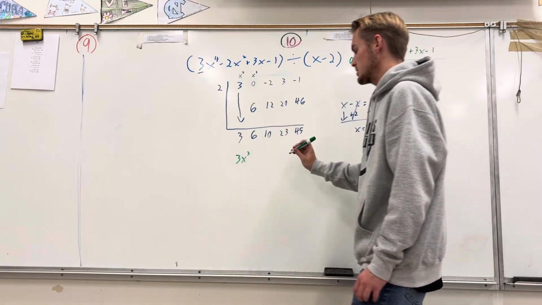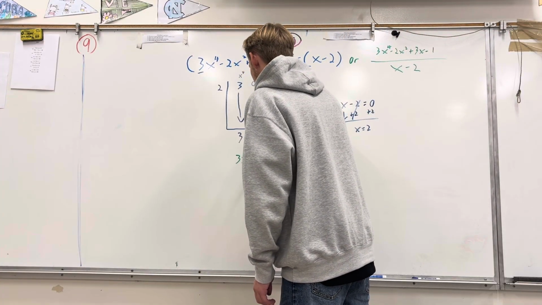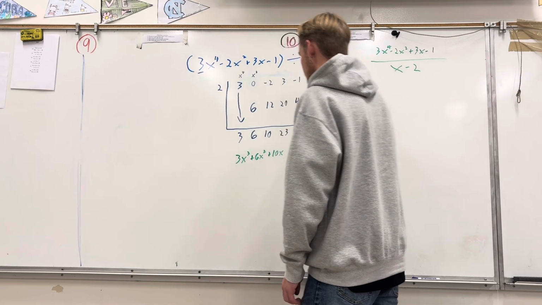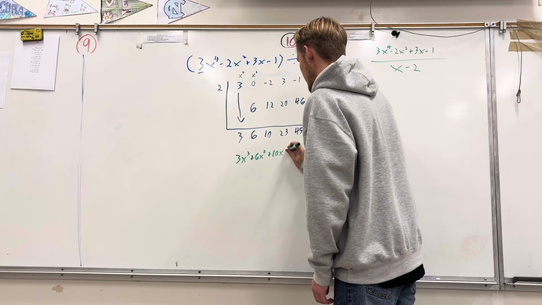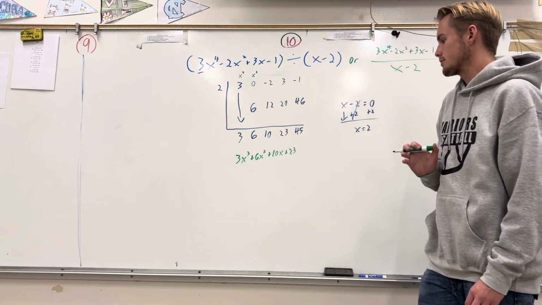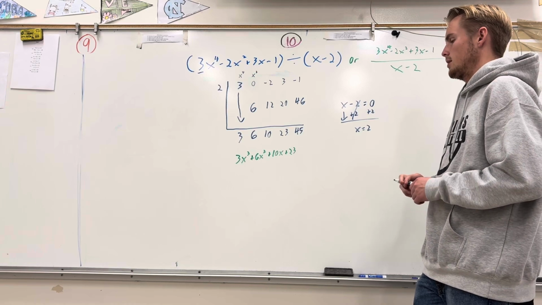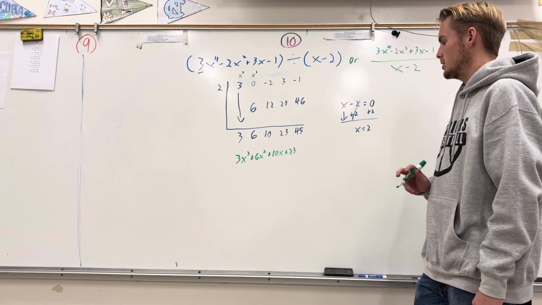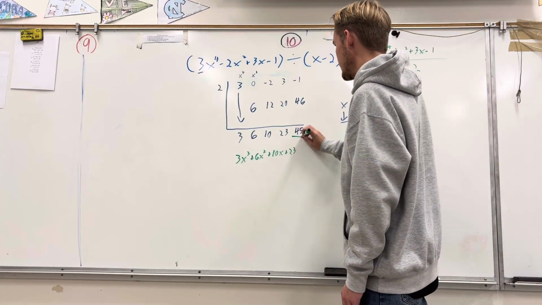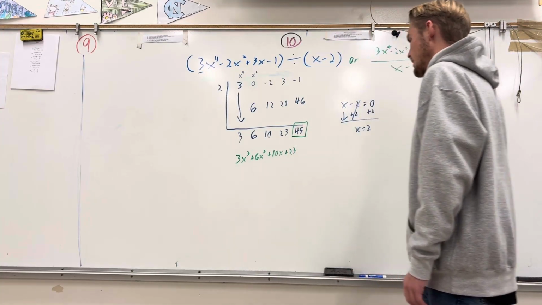So this is going to be 6x squared plus 10x. And then lastly, we have our constant plus 23. Wait, what's going on here? We put our plus 23, but why do we have a 45 still here? What's going on with that?